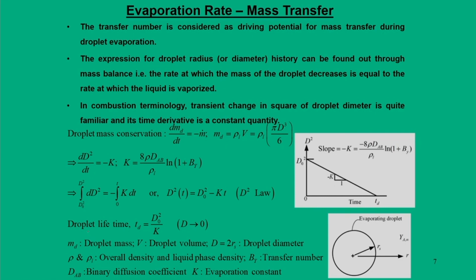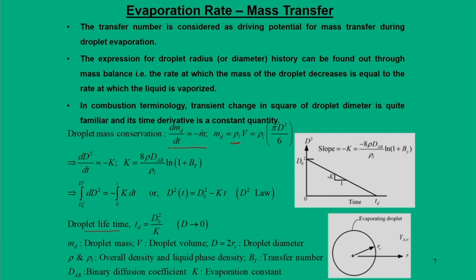And so, droplet lifetime with respect to this mass transfer diffusion can be found out by considering the droplet mass conservation, which says that the rate at which mass of the droplet decreases is equal to the rate at which the fluid is vaporized. So, dmd, that is mass of the droplet, by dt is minus m dot. We know that it is a spherical volume, we know its volume, and we also know its density, and typically when you say the density, we recall the density of the droplet in its liquid phase.